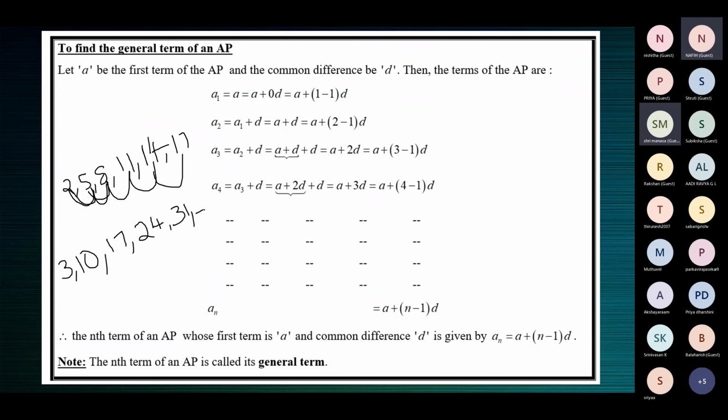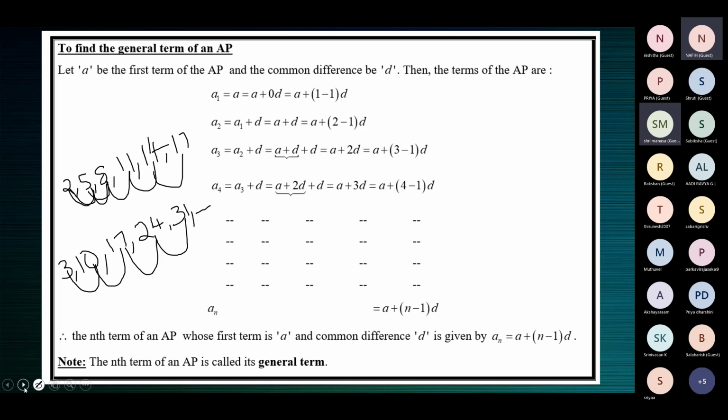You can see the common difference: we said it is 7. 10 minus 3 is 7, 17 minus 10 is 7, 24 minus 17 is 7. Though we are adding, when you check, the common difference is 7. It's not minus 7, it's 7. So when you know the first term and the common difference, keep adding the common difference to the previous term to generate the terms of the AP.